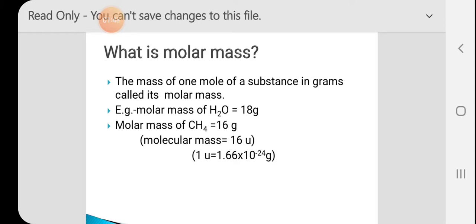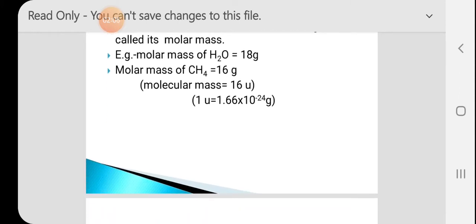Likewise, we can also calculate the molar mass of methane, CH4. Carbon has atomic mass 12 and hydrogen has 1. So 12 plus 4 into 1, it will come 16 gram. So the molecular mass is 16 gram. This gram is also denoted by u. This 16 u, u means unified mass, and this unified mass is equivalent to 1.66 into 10 raised to the power minus 24 gram.